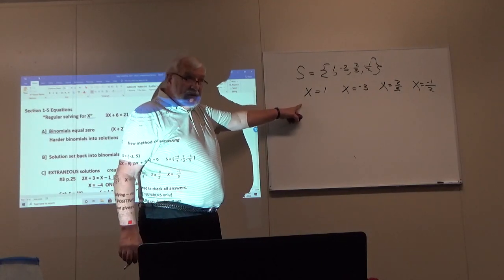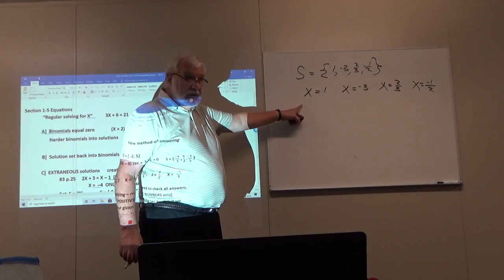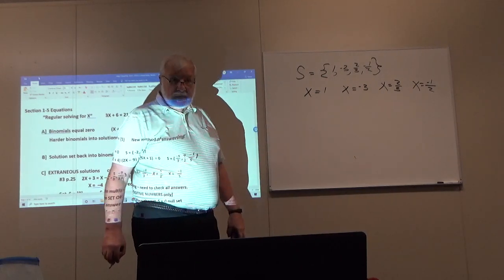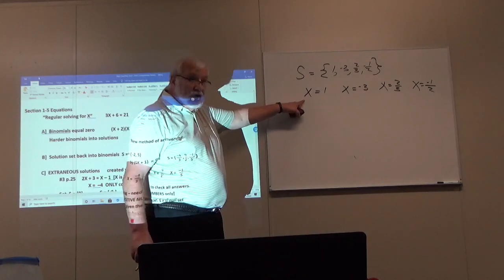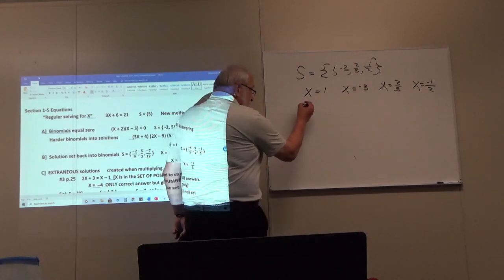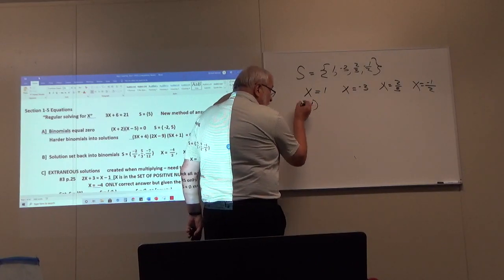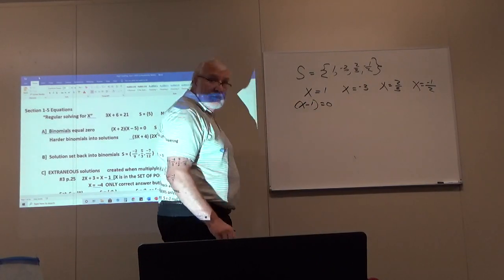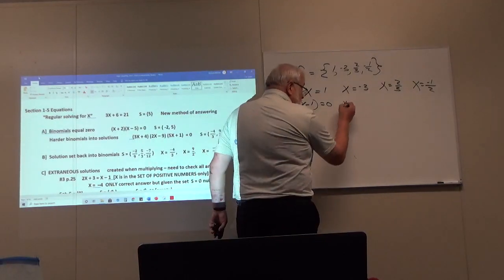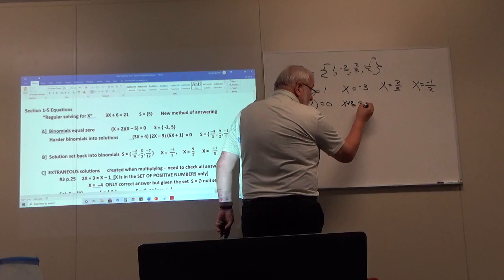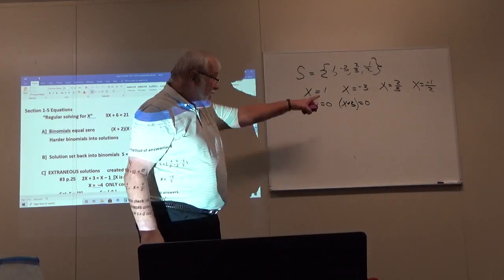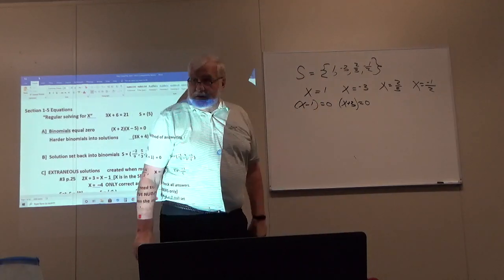How do I make this equal to 0? What do I do with the 1 to move it over to the other side? Somebody tell me, what do I do with the 1 to move it to the other side? Subtract 1. So this becomes x minus 1 equals 0. What do I do with the second one? Add 3. So that says x plus 3 equals 0. There's my binomials.